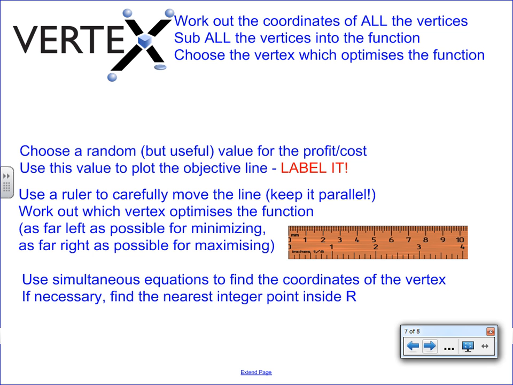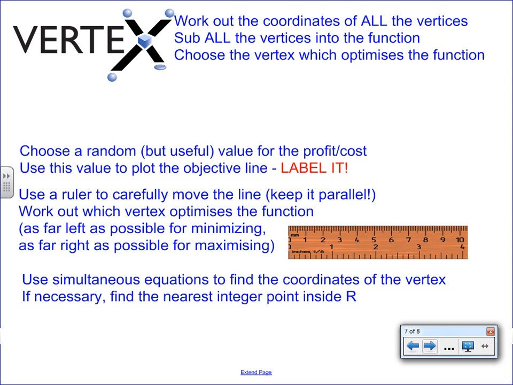The vertex method is where you calculate the coordinates of all of the vertices of the region and then put them all into the function and see which one's biggest or smallest. And we've got the ruler method, where we plot the line representing the thing we want to maximise or minimise by choosing a random but useful number. For instance, our 80 was not useful, but then 800 worked much better.